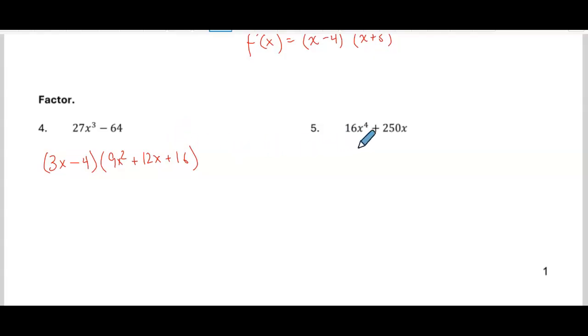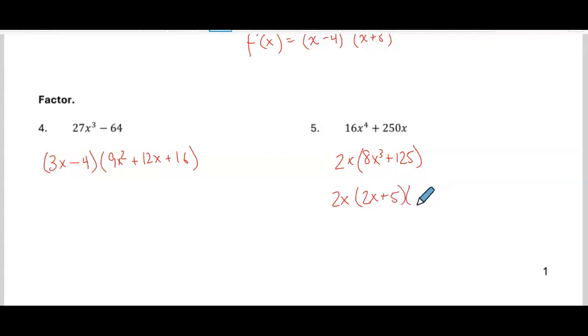Number 5, hopefully you notice there's a GCF here. 16 and 250 can both divide by 2. You can also take out a factor of x. So that leaves us with 8x cubed plus 125 without an x. So now I have cubes again. All right, keep the 2x in front. First binomial is going to be cube roots, 2x plus 5.